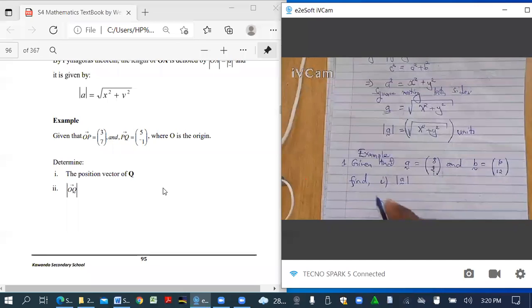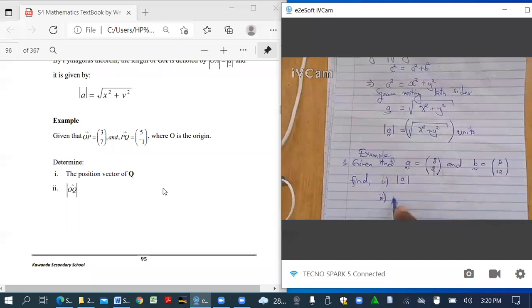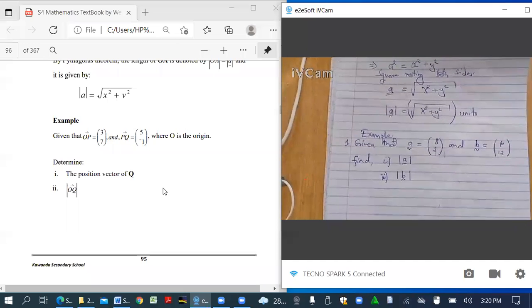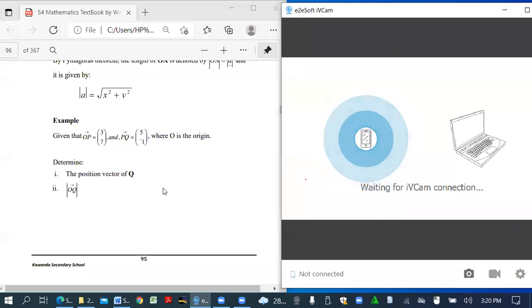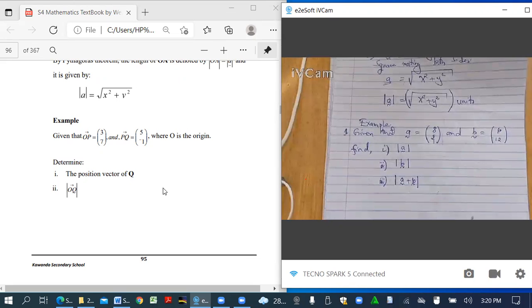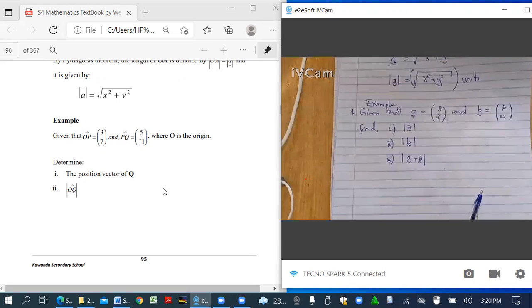Roman 1 is the magnitude of vector A. Then Roman 2 is the magnitude of vector B. Then Roman 3 is the magnitude of vector A plus vector B. Is it okay? Yes. So let's work it out.